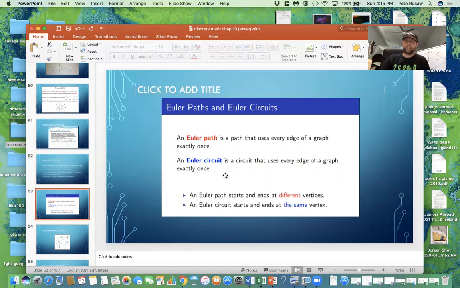An Euler circuit, that's the one we're really interested in. It's a circuit that uses every edge of a graph exactly once. And of course, that means it does also use every vertex, but you can return to vertices. Since it's a circuit, you have to start and end at the same vertex, but the primary objective is to use every edge exactly once.